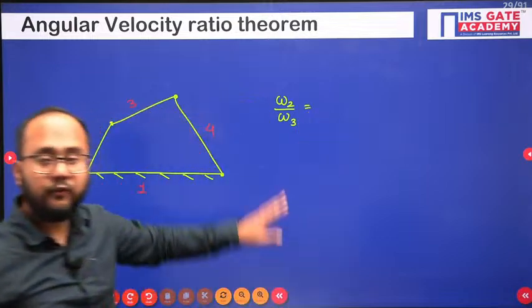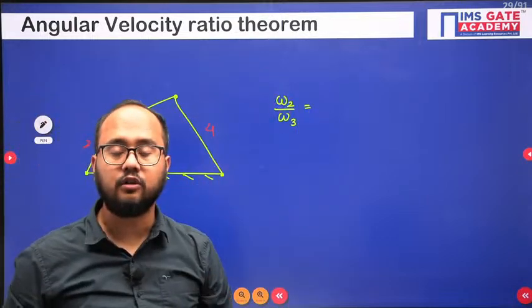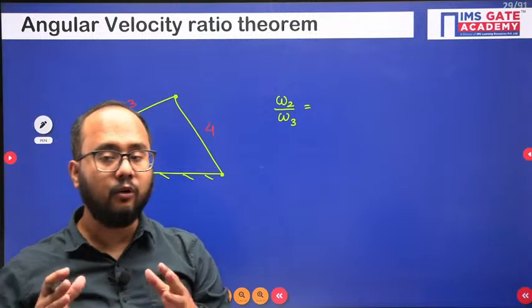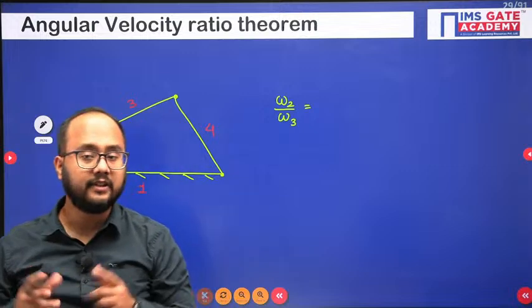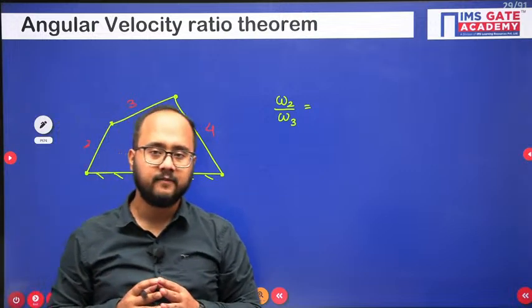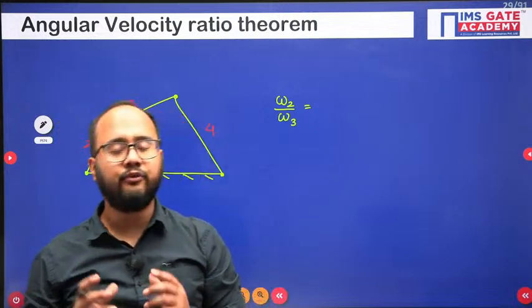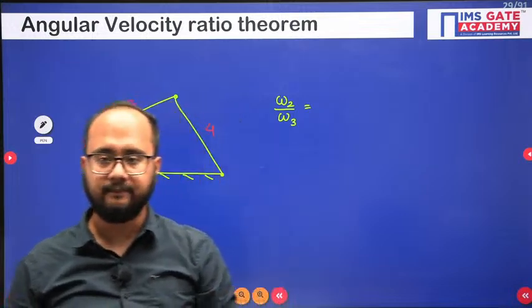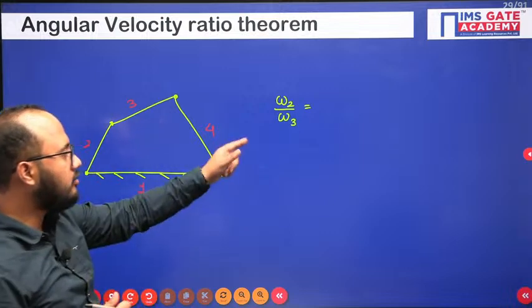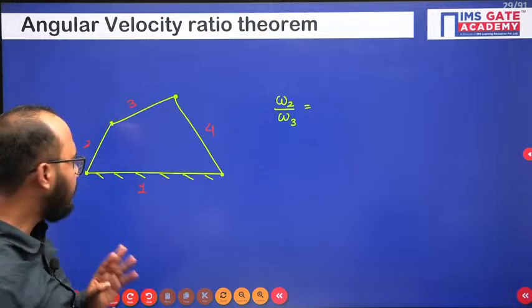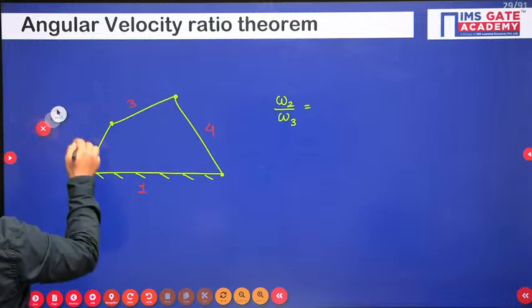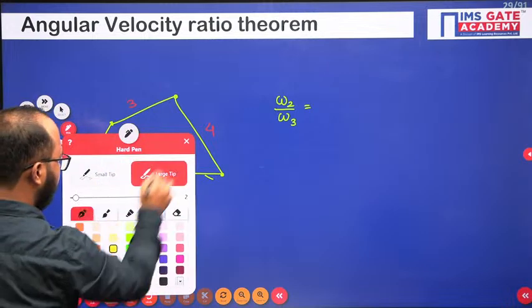Okay. Now before writing the angular velocity ratio theorem, we should know how to identify or locate the I-centers. For that, Kennedy's theorems will help us. We first need to know the location of the I-centers, and only then can I apply this angular velocity ratio theorem, right? So I want to write omega 2 by omega 3. First I will mention the I-centers here itself, for your clarity.